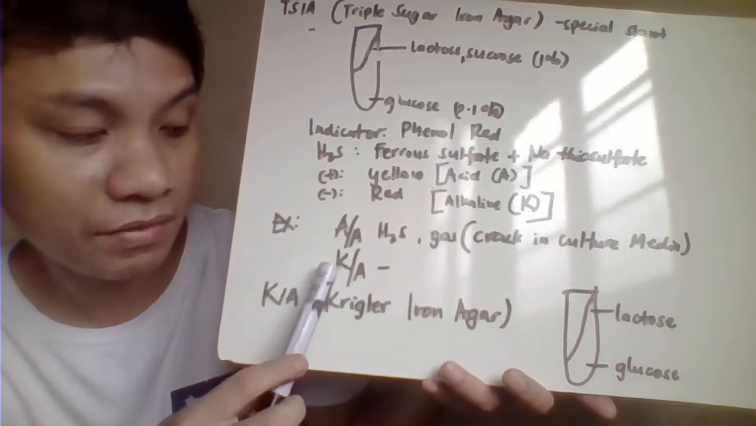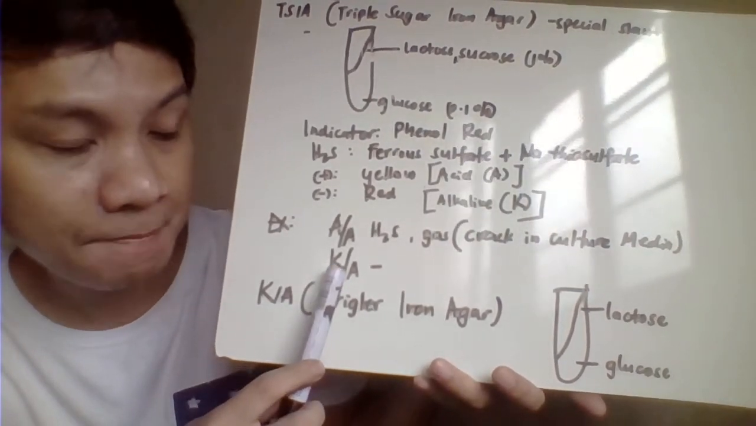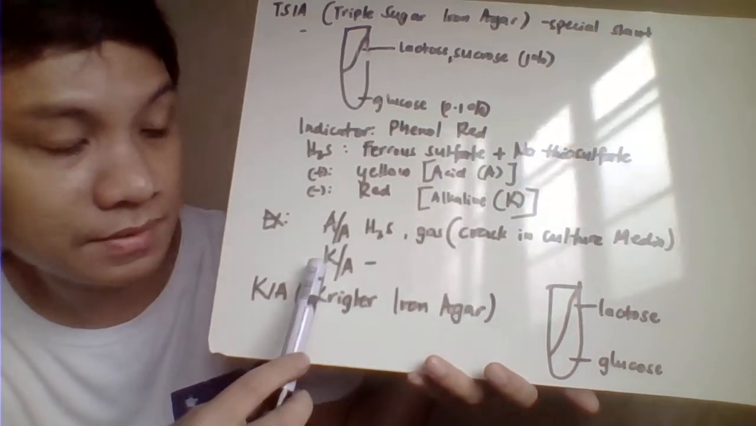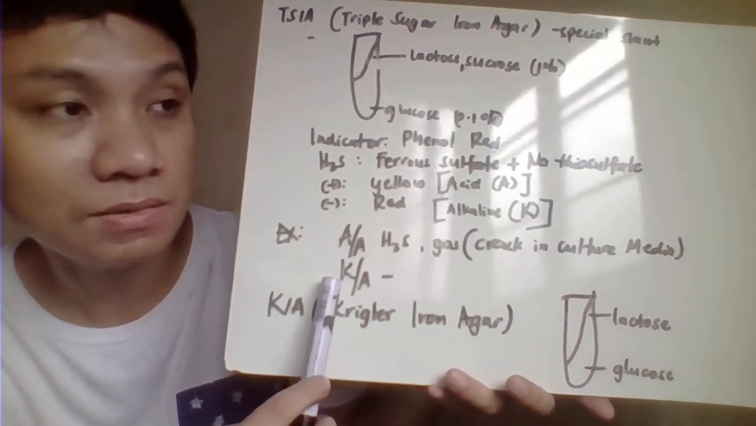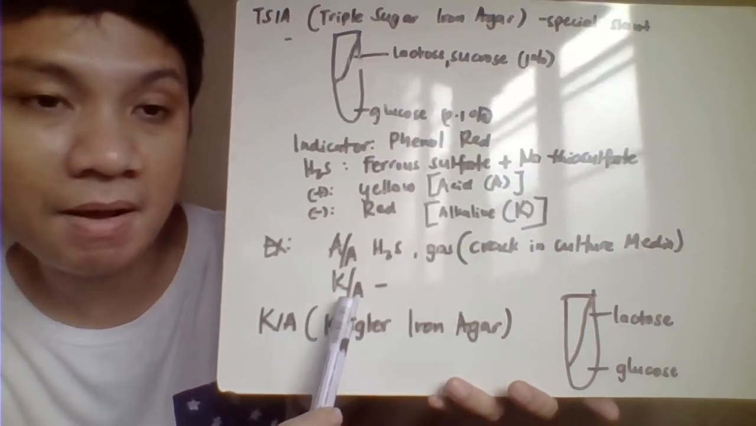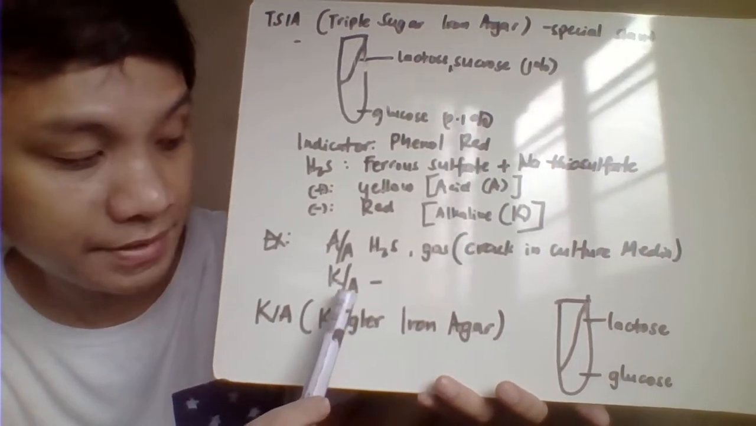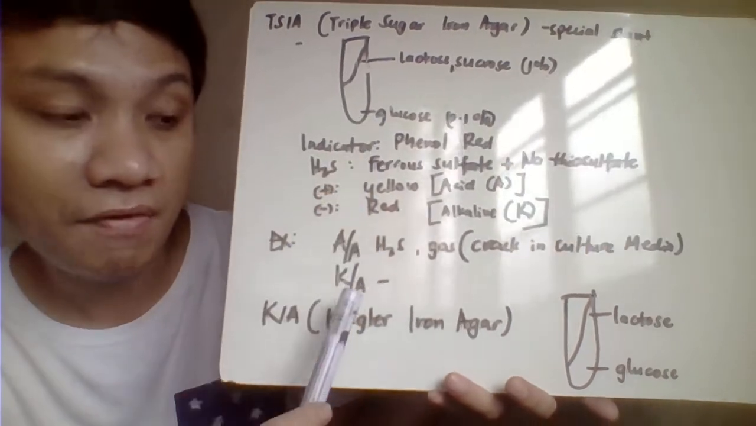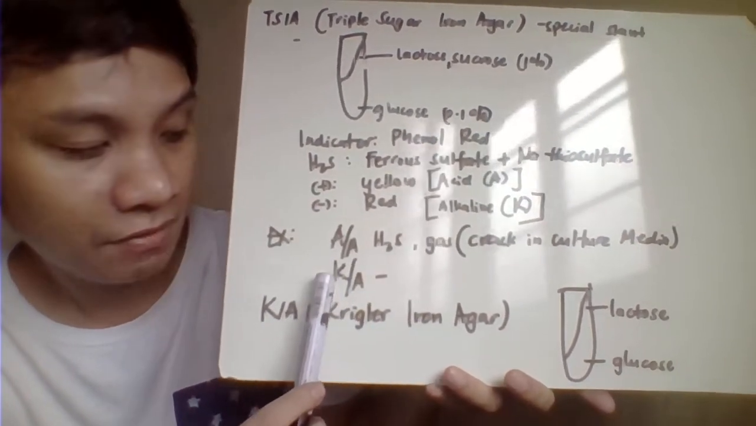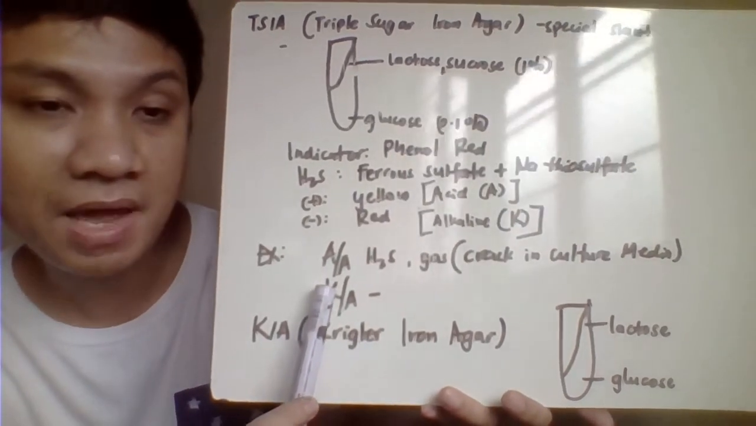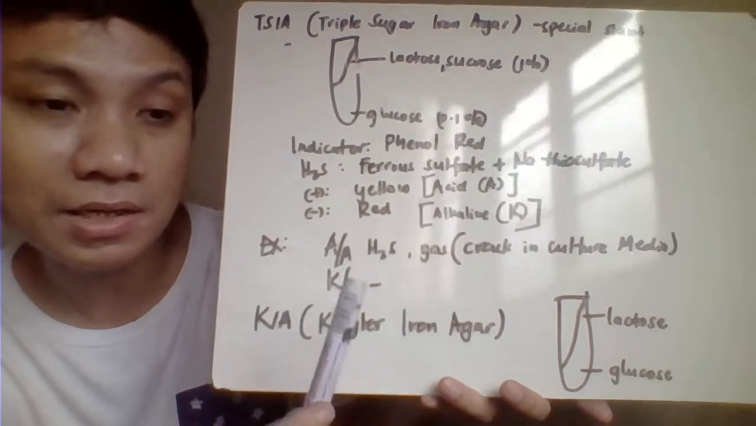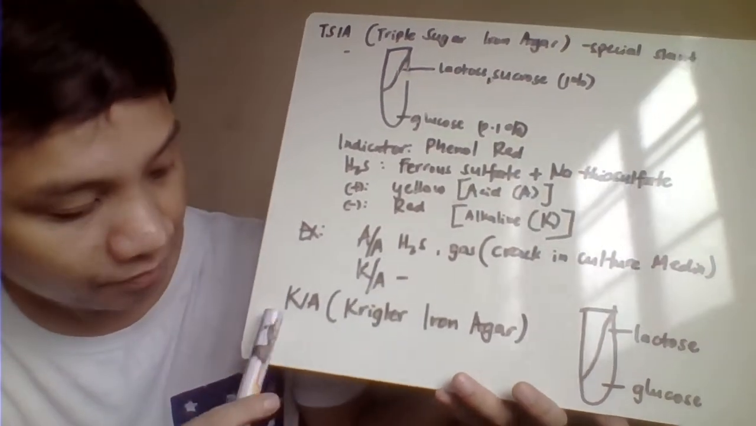How about this one, if this is your result? K over A. Pag K siya, meaning the slant area is alkaline, that's negative. This one does not ferment the lactose and the sucrose. Pag A sa baba, this one is acid, this is positive, signifying that it ferments your glucose. So glucose fermenter lang siya for this one and is not capable of fermenting your lactose and sucrose. And wala siyang H2S, wala ring gas formation.